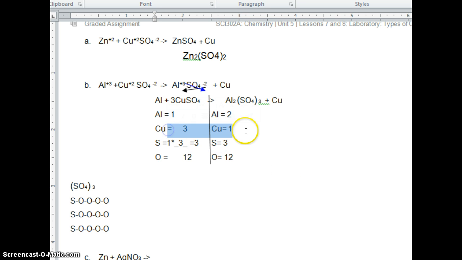We have 3 and 1 for coppers. Are they done? No. So what number am I going to have to put right here? I have to put a 3 there to give me 3 coppers on that side. Okay, on this side I have 2 aluminums. On this side I have 1. Is it done? Nope. What number am I going to have to put in front of the aluminum? A 2. Now I have a balanced chemical equation.